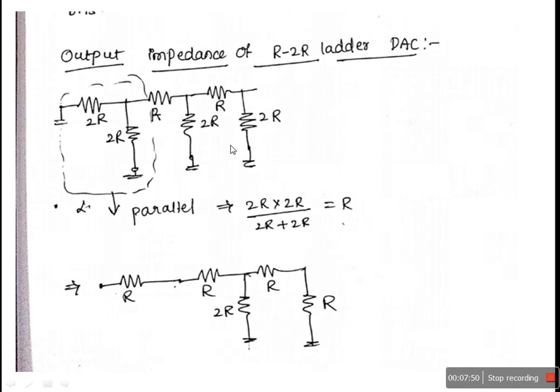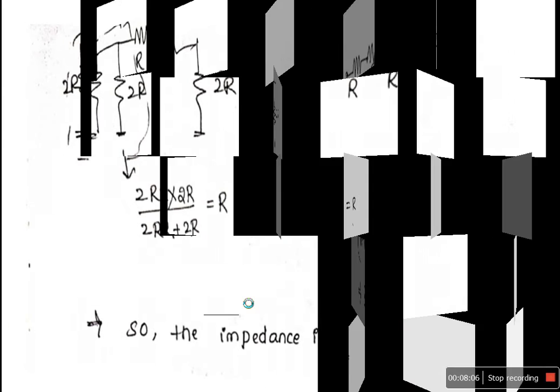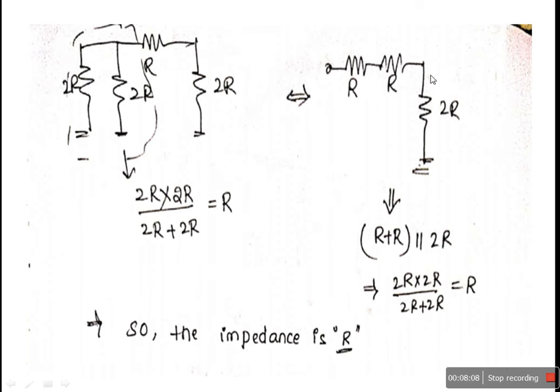So in the R2R ladder DAC, the total impedance is equal to R. So we are calculating like this: 2R and R, and this R is in series, and R plus R equal to 2R. Again R and R are in series, and again these two are in parallel. The total impedance is R.